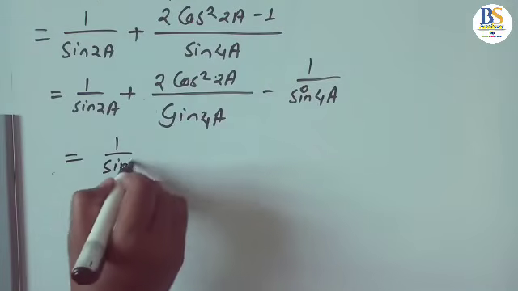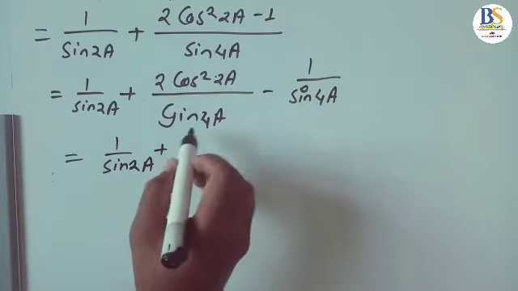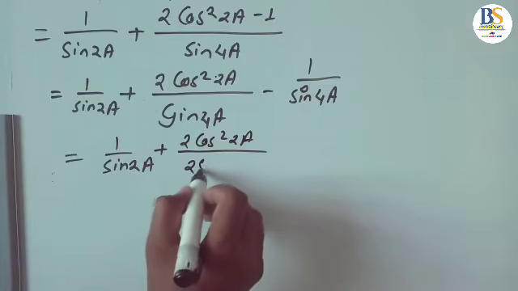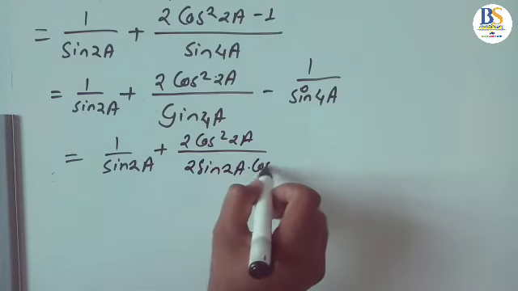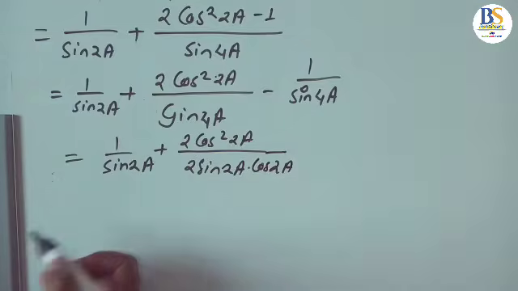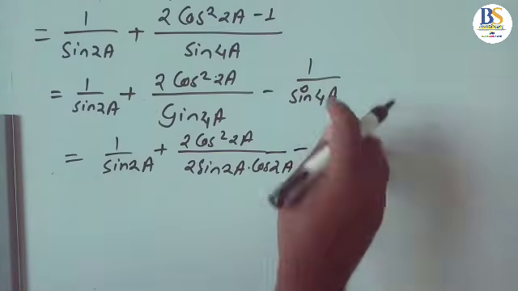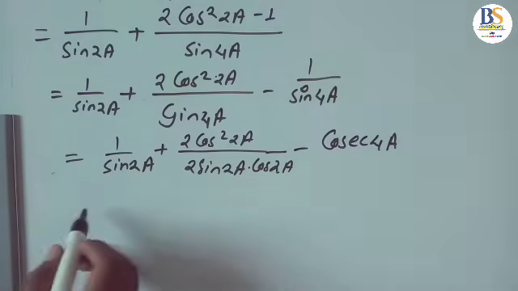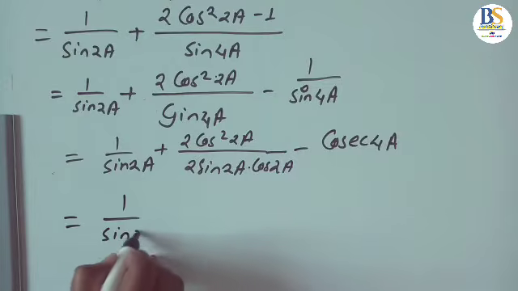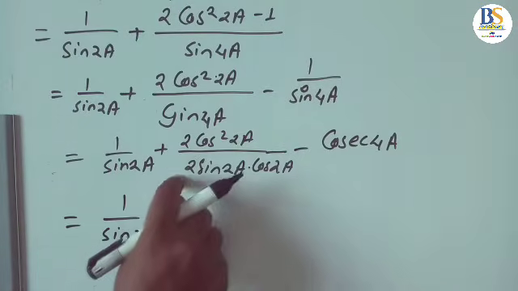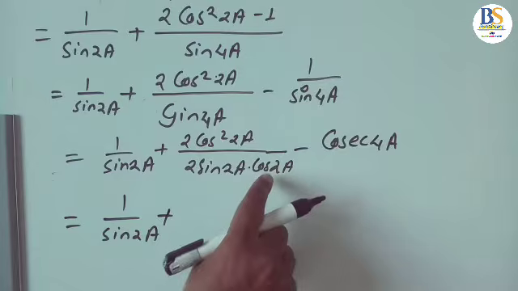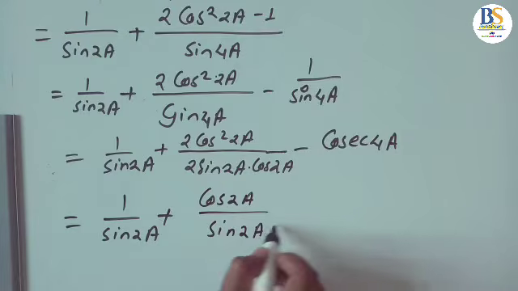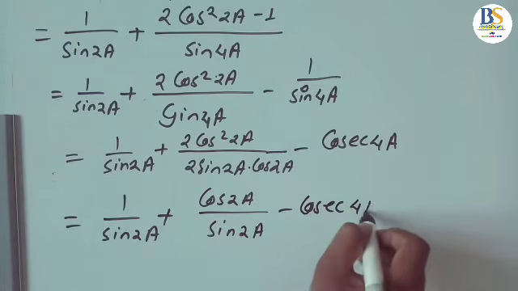1 upon sin 2a plus 2 cos square 2a upon 2 sin 2a cos 2a. Sin 2a equals 2 sin a cos a. And 1 upon sin 4a is cosec 4a. Then 1 upon sin 2a as it is, plus 2 cancels out, cos 2a cancels out, leaving cos 2a upon sin 2a minus cosec 4a.